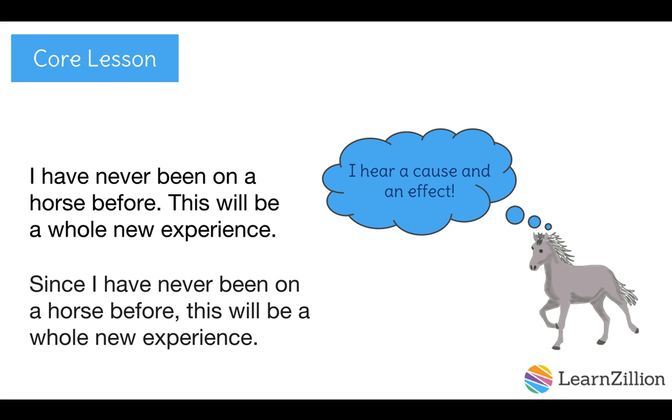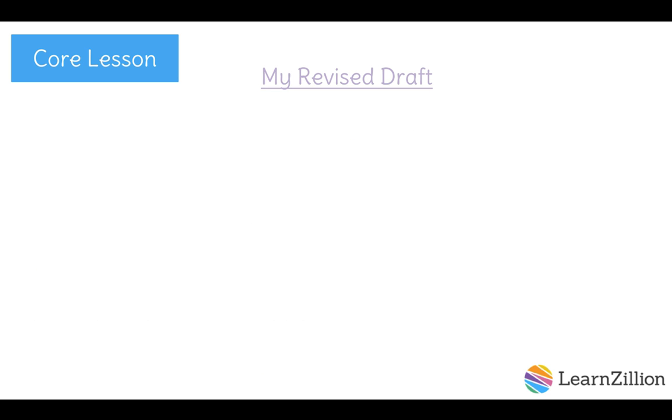How did you do? Look at how I revised my sentence. Since I have never been on a horse before, this will be a whole new experience. I chose the word since because it is used to show effects. The rhythm of this sentence seems much more natural. We combine two complete sentences by putting a conjunction between them. Did you remember to put the comma at the end of the first clause? Good for you! Here is our revised draft.